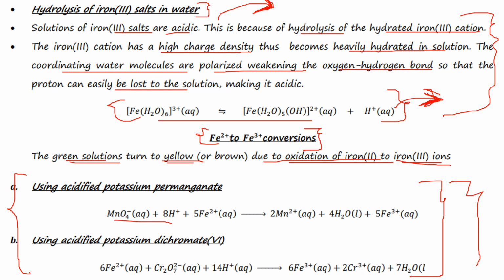So acidified manganate 7 reacts with iron 2 and oxidizes it to iron 3 ions, and after oxidizing, it gets reduced to manganese 2 ion together with water. And the same applies to acidified dichromate 6, which is the commonly used reagent in organic chemistry. So acidified dichromate 6 oxidizes iron 2 to iron 3 ions, and after oxidizing, it gets reduced to chromium 3 ions together with water.